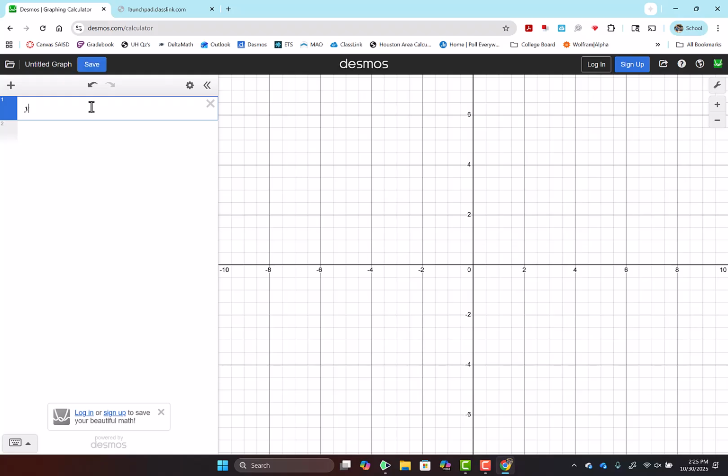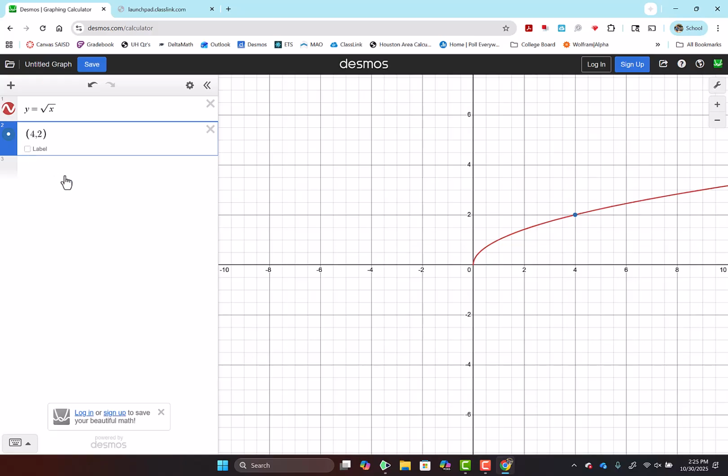Okay, look at this, guys. You see that square root of x? Give me my tangent line. Or you know what? First, let me put the point 4 comma 2. So there's my point. No, I don't want to label it.